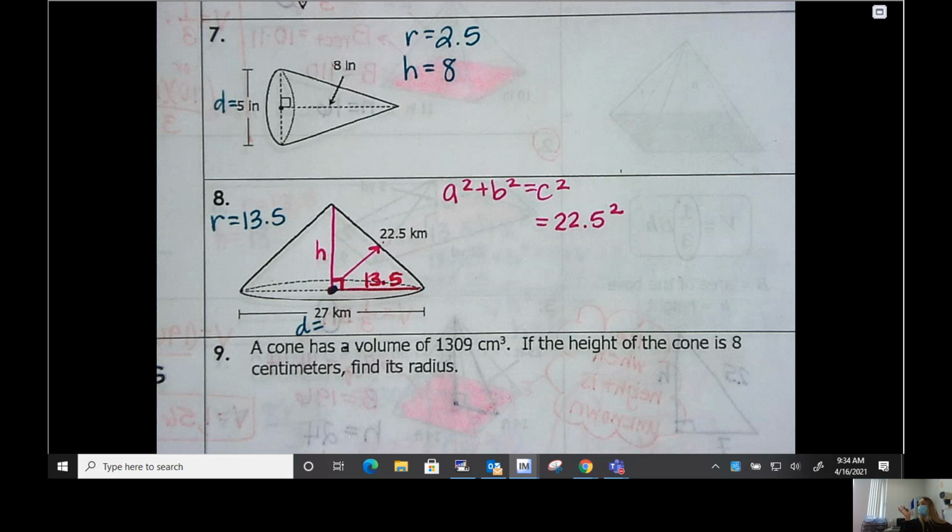Okay, so now volume is just plug and chug. Do you not like plug and chug? Okay, you're gonna plug it into the equation. Pi times r squared times h divided by 3. Do it. Let's see if we get the same answer. Go. Ready, break.